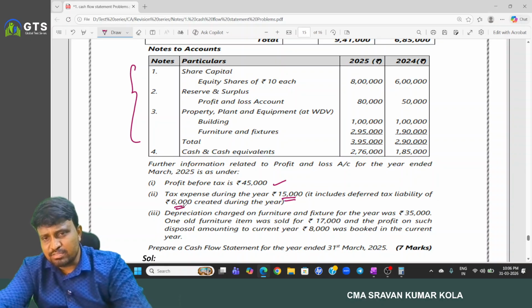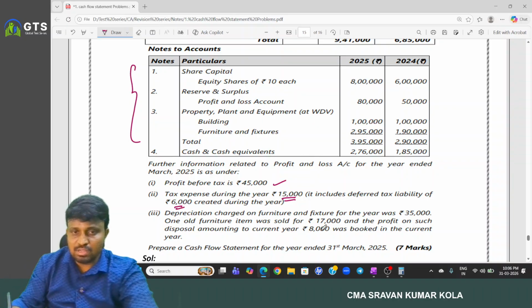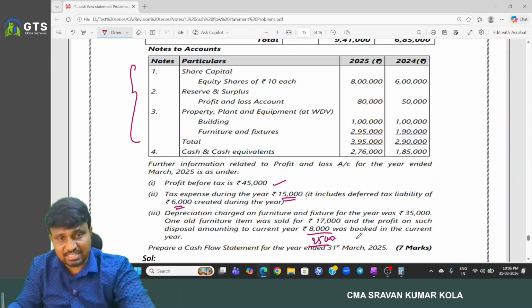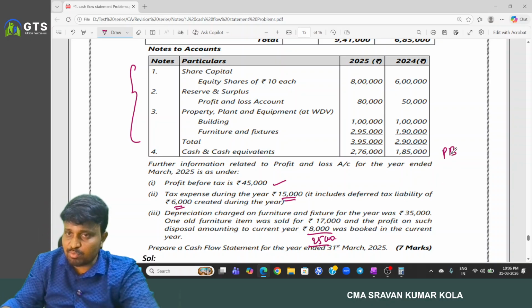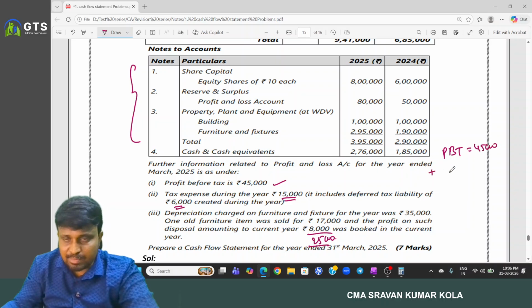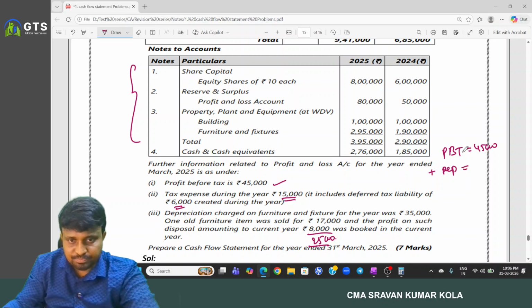And depreciation charged on furniture and fixtures is the usual point. And one old furniture item was sold for 17,000 and profit on such disposal amounting to 8,000. That means the sale is for 25,000. Sale of investment, sale of asset. So we start with profit before tax. How much amount? 45,000. And depreciation we have to add back. How much amount? 35,000.